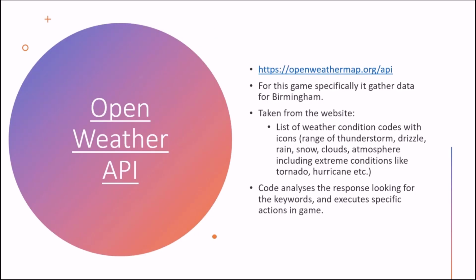So the weather API in more detail takes data from Birmingham and uses it for this game. So taken from the website, it uses a certain amount of codes, including like thunderstorm, rain, snow, and even extreme conditions as well. So what the code does is it analyzes the response from the API and searches for a specific keyword. So as you can see, it will search for clouds, it will search for snow and rain, and this executes a specific thing that will happen in the game.